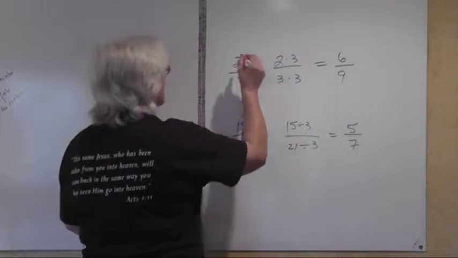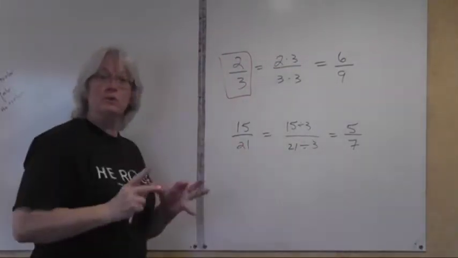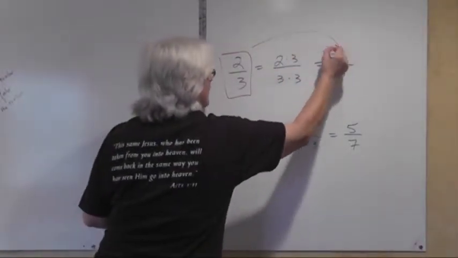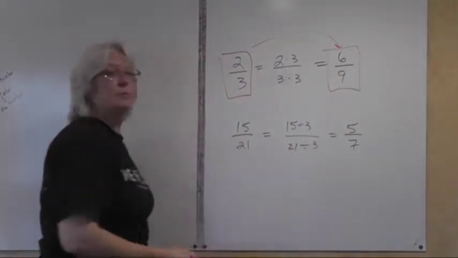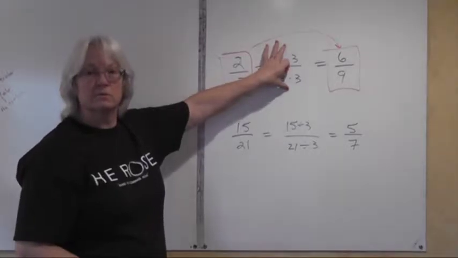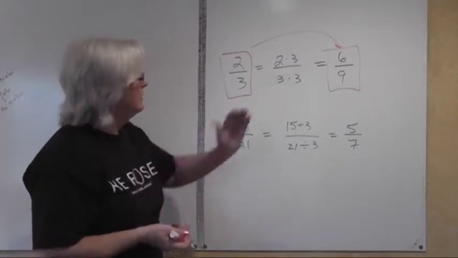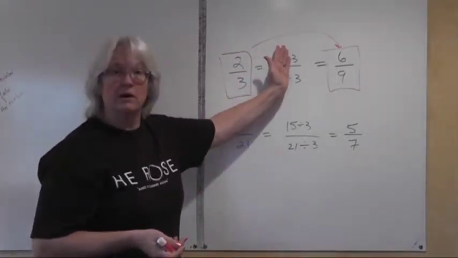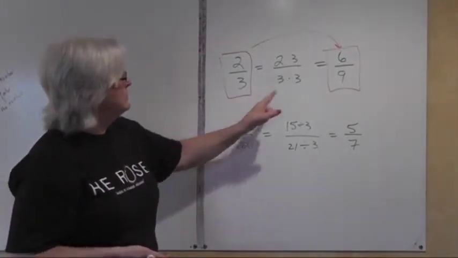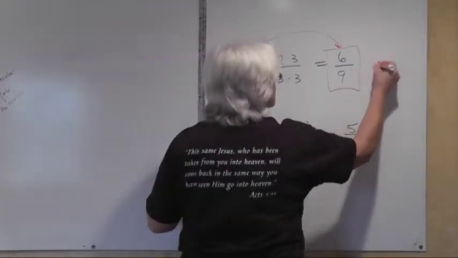We started here with 2/3. I multiplied both the numerator and denominator by 3. When I did that, I ended up with 6/9. We can do this because when you multiply any number, any expression by 1, you don't change its value. And any number divided by itself, here, 3 divided by 3, is equal to 1. So here we ended up with 2/3 and 6/9.